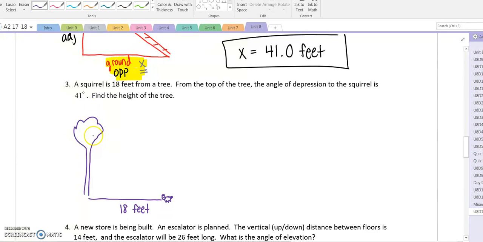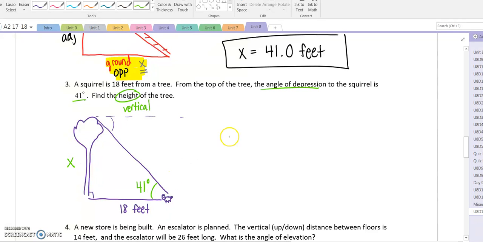From the top of the tree, the angle of depression to the squirrel is 41 degrees. Well, remember, the angle of depression, I can go ahead and draw this triangle here. Angle of depression is always going to be this angle. But since that's not in the triangle, we're going to use the angle of elevation. So this angle right here, we're going to call the angle of elevation, which is the angle of depression, and that's 41 degrees. And then it says find the height of the tree. Well, the height, that's vertical, okay? Height is always vertical. So that'll be this side over here.